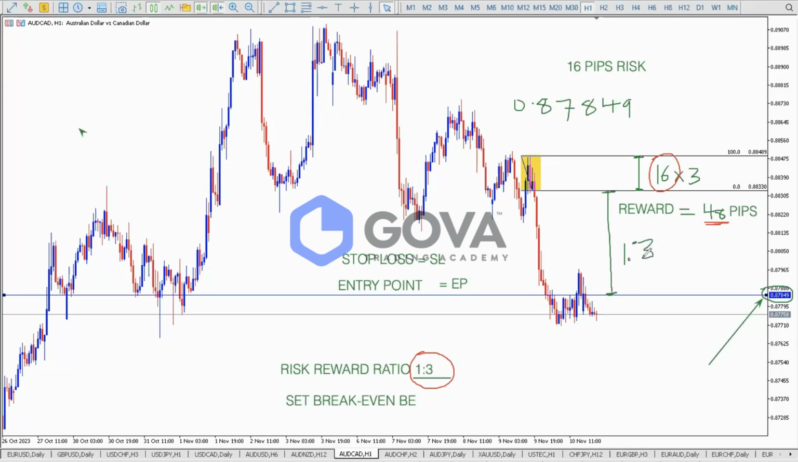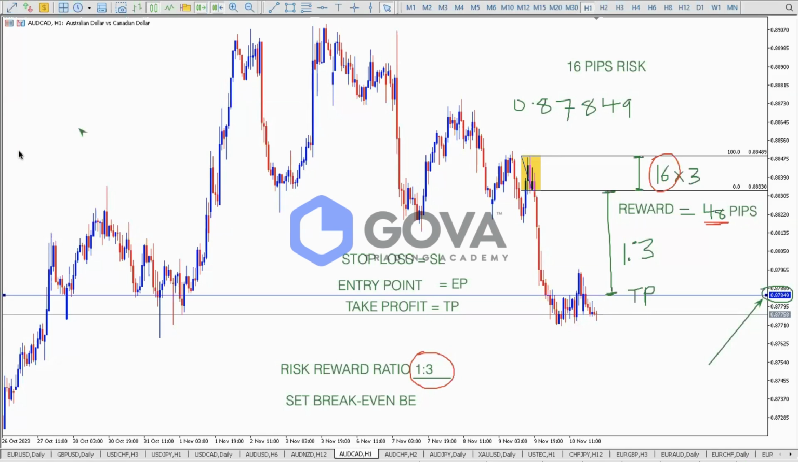This is a 1:3 area, which means that your take profit, also known as TP, is 0.87849. That is your take profit area. It means that if you are a trader who happens to like taking profit on 1:3 permanently, that is how to do it.